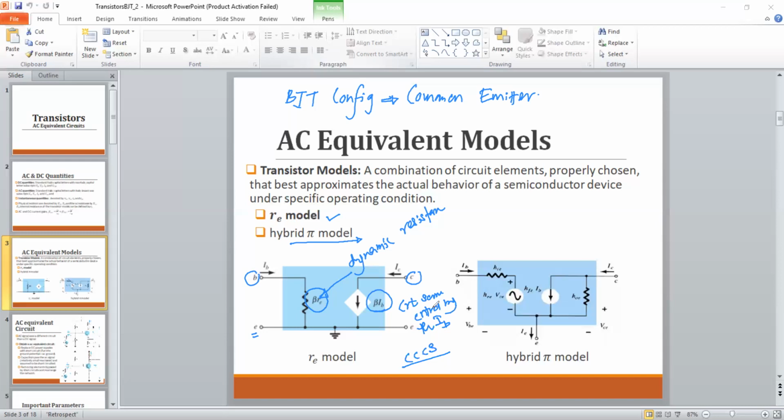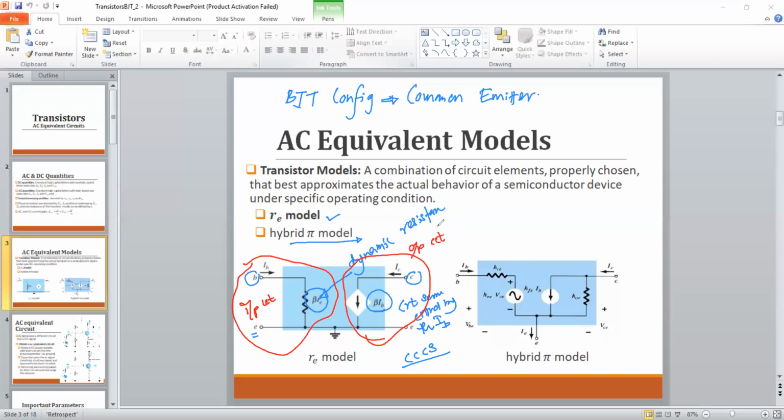So we have this input resistance placed into the input circuit. So this is actually the input circuit, and this is your output circuit.